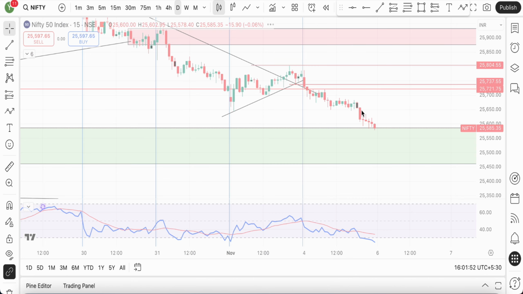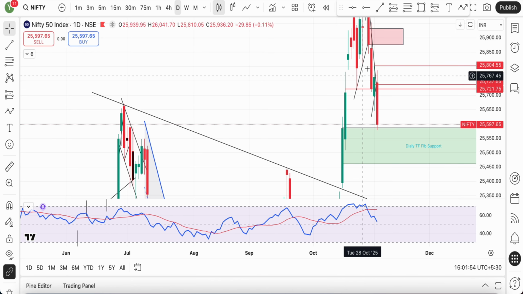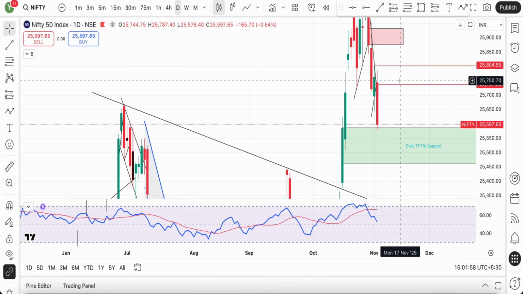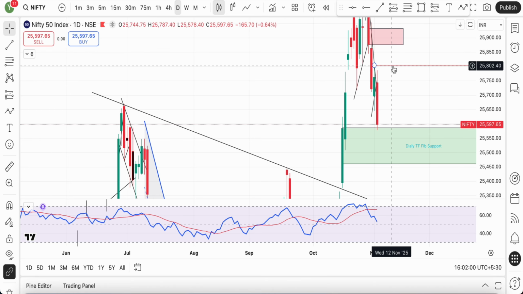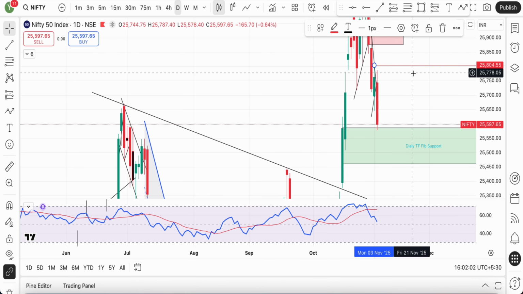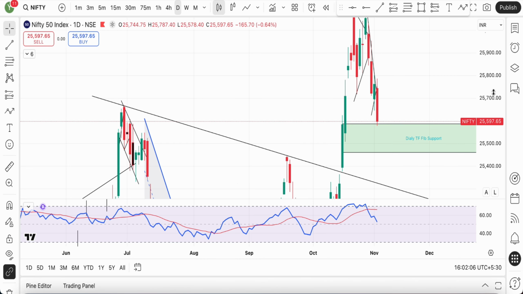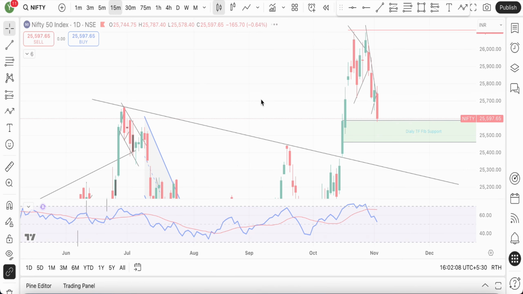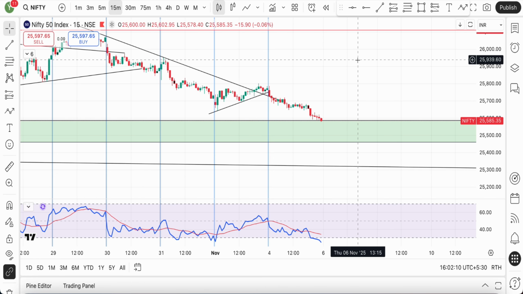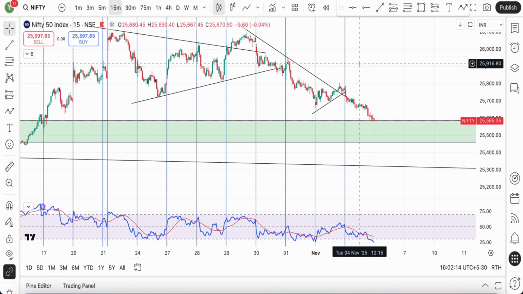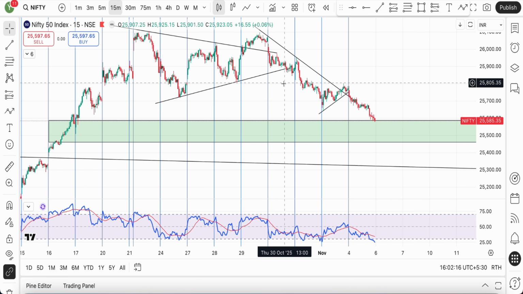We don't even need this particular line now. No, we're starting with a fresh slate, right? We don't need this high as well. We are already out of the sideways zone, right? So this was the sideways zone in which the market was trapped. We are already out of it.